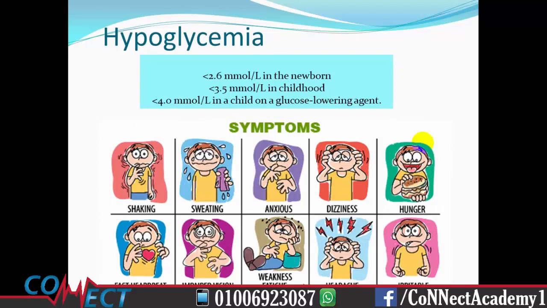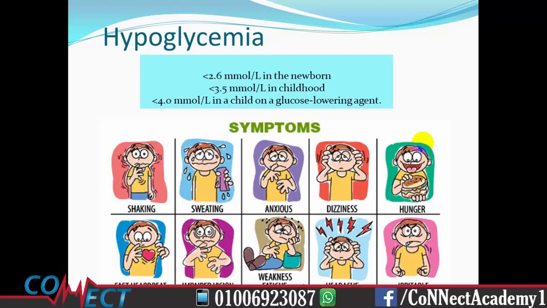So first of all, you have to know what is the level of hypoglycemia. Hypoglycemia is defined as having a blood sugar of less than 2.6 millimole per liter in newborns, less than 3.5 millimole per liter in children, and less than 4 millimole per liter in any child taking a glucose lowering agent. Notice the unit used here, millimole per liter. This is the UK unit. So we should familiarize ourselves with the units used in the UK.